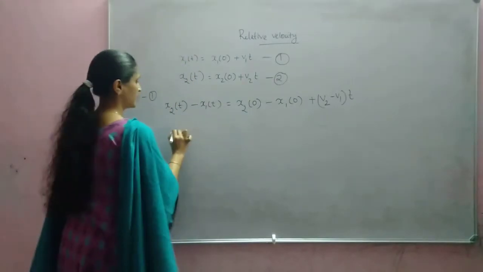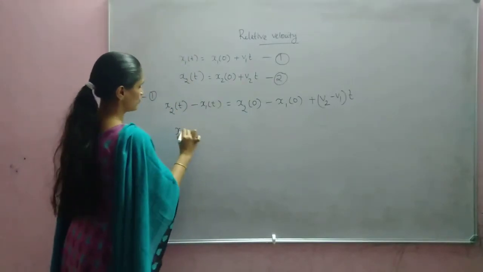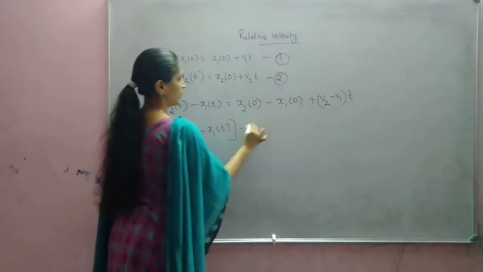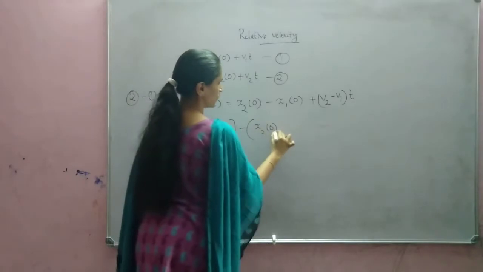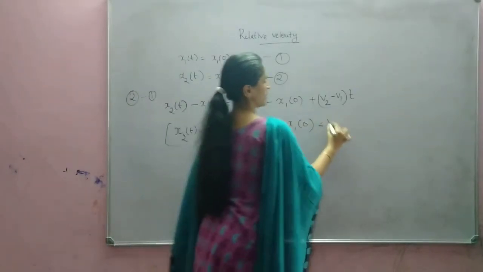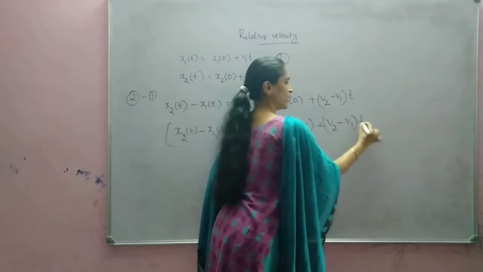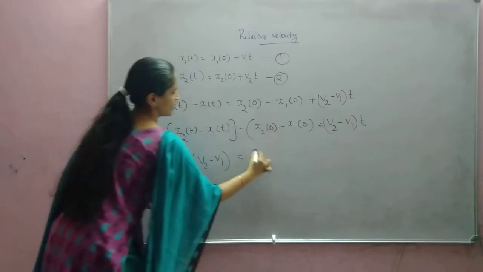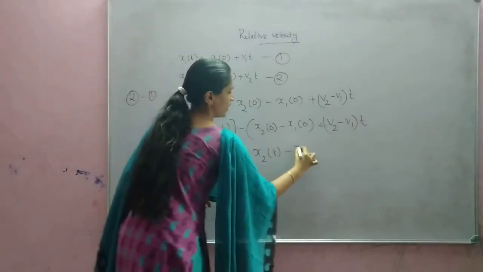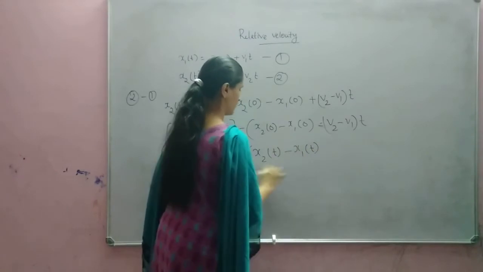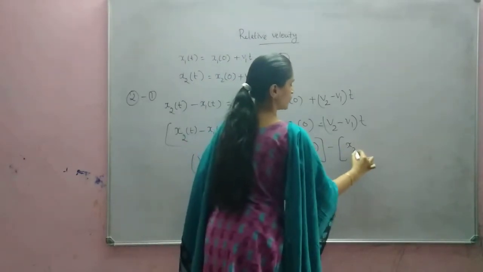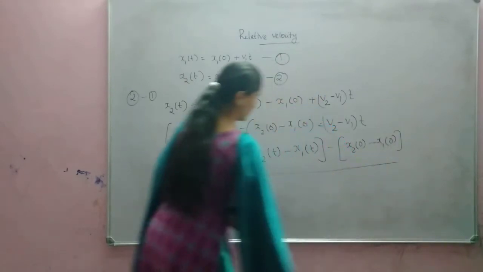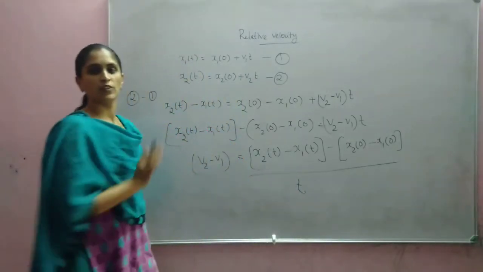Or we can write x2t minus x1t minus x2 of 0 minus x1 of 0 is equal to v2 minus v1 into t, or v2 minus v1 can be written as x2 of t minus x1 of t minus x2 of 0 minus x1 of 0, divided by t. And this is known as relative velocity.